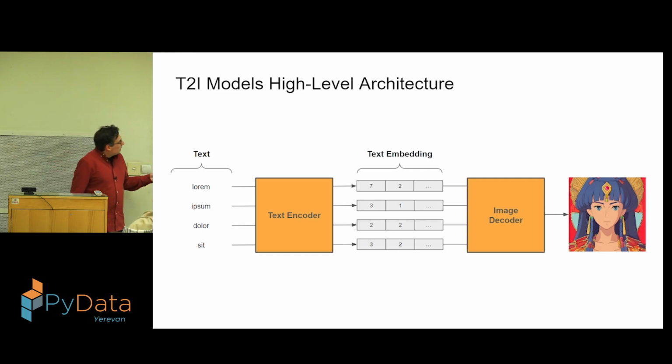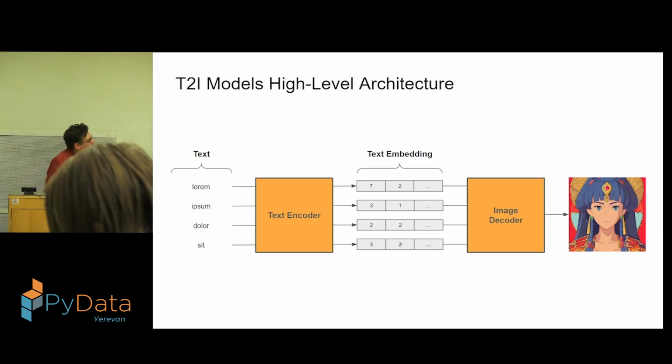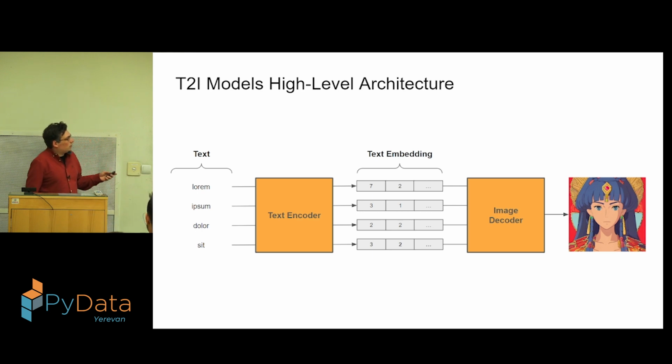So we're starting from the text. We're feeding this text to the text encoder. Typically it is one of these large language models, such as CLIP or something like that. After it, we will get the text embeddings, and feed these text embeddings to the image decoder. In a majority of cases, the image decoder for now is a diffusion model. And finally we get the image. So this is a high-level architecture of almost every text-to-image model.